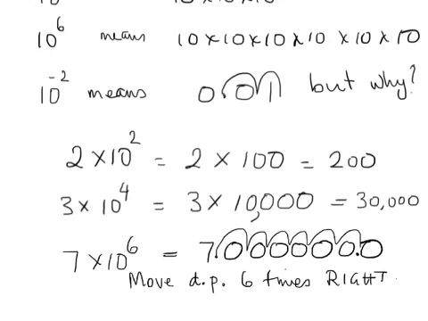So the answer would be 7, 0, 0, 0, 0, 0, 0 point. And that means that this last 0 is not needed because it's after the decimal place. So that would be 7 million. 7, 0, 0, 0, 0, 0, 0. So that tells us how to convert numbers that are in standard form, that are representing large numbers, where this is positive, into normal numbers. So let's do some more examples of that.